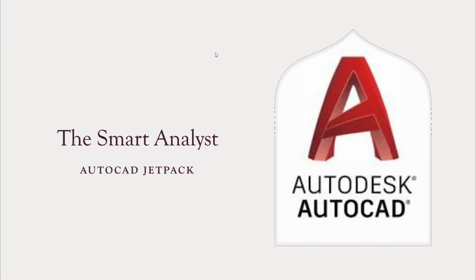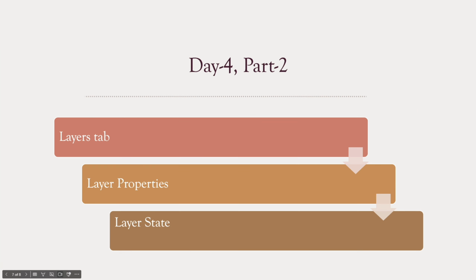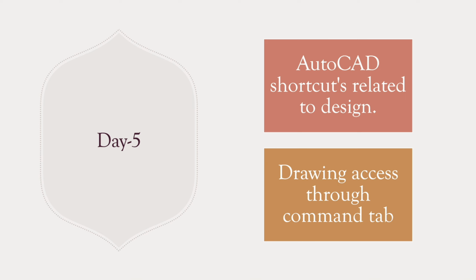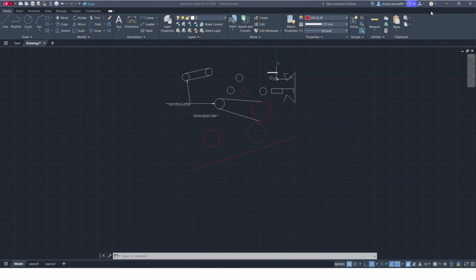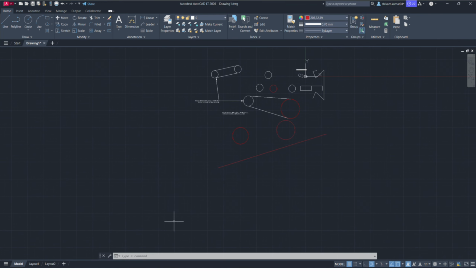So let's dive deep into this learning. Till here we have covered the drawing utilities, modification tools, annotation tools and layer properties. But in day 5, our main agenda is shortcuts related to design, which ultimately help you while creating your design and make you more efficient. And second, each and everything you can access through your command tab, so my main focus will be on the command tab. So let's deep dive. I have already opened AutoCAD for you.